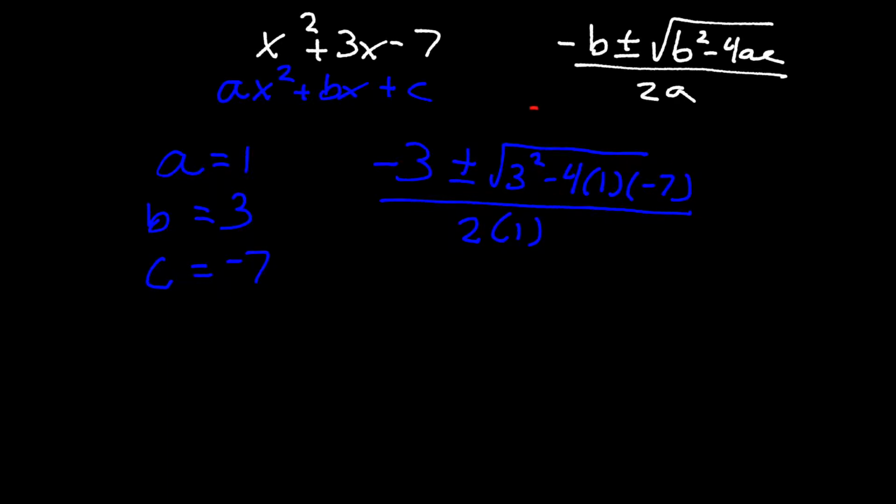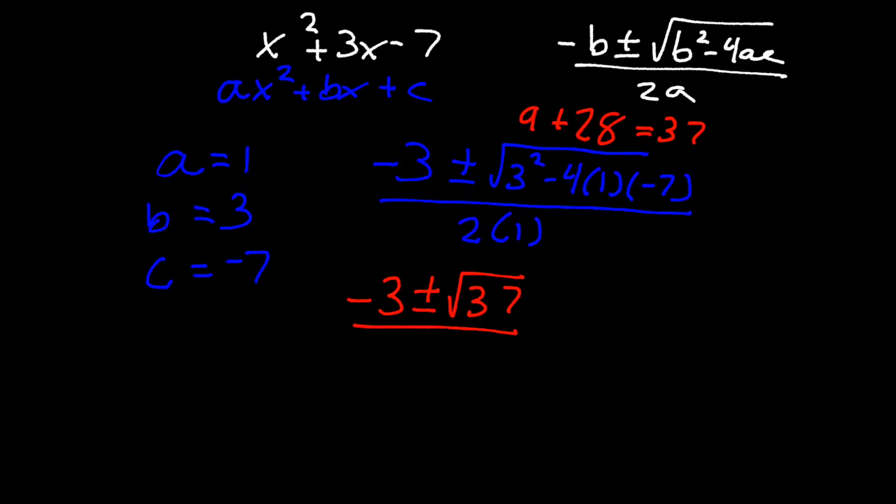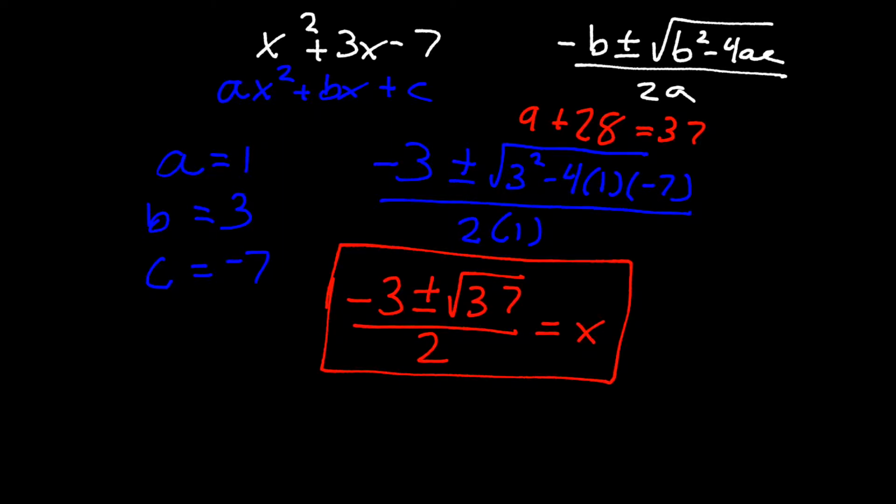So this is 9 minus 4 times 1 times negative 7. That is a positive 28. So 9 plus 28 equals 37. Our answer becomes negative 3 plus or minus the square root of 37 all over 2. These are the x values of when our equation is equal to 0.